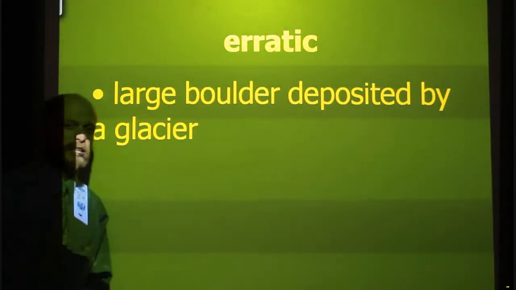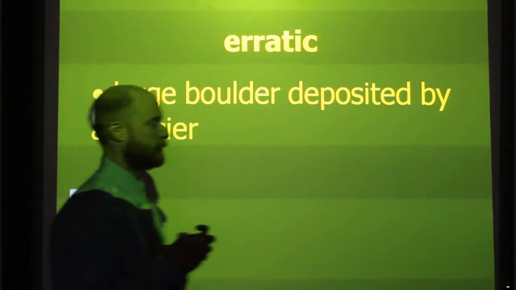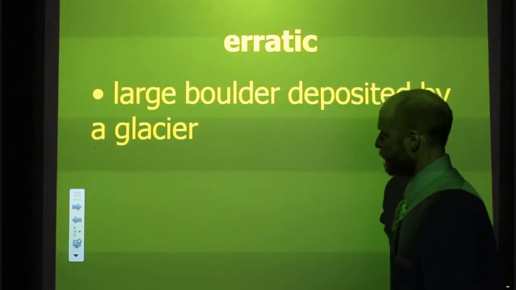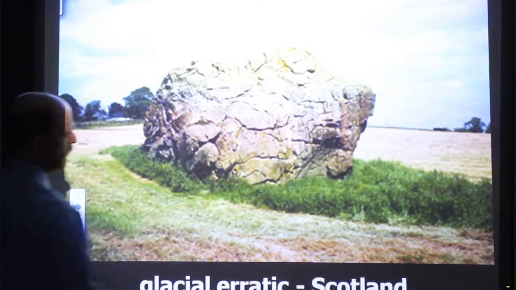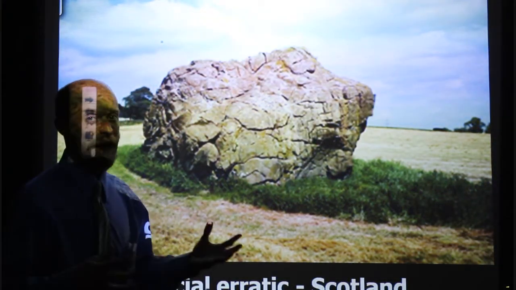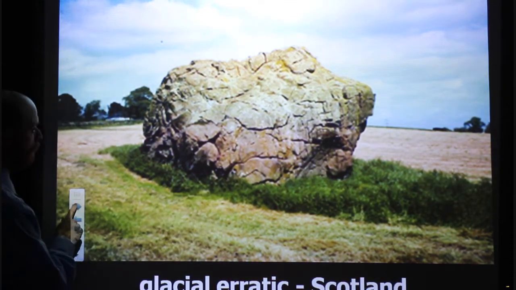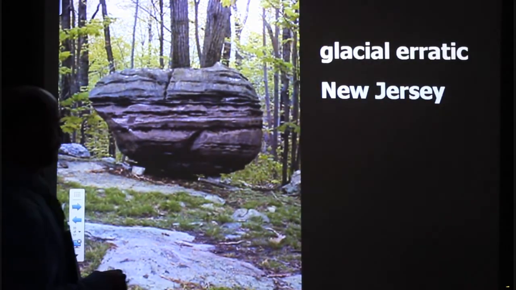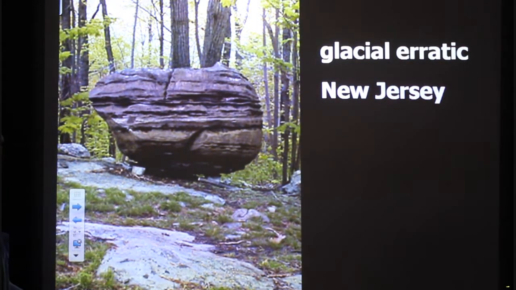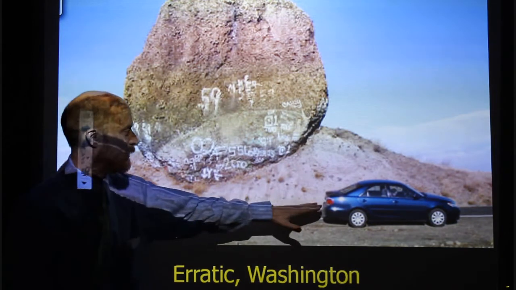An erratic, a glacial erratic, is a large boulder deposited by a glacier. We got to see some pictures of these. Here we go. Large boulder, middle of a field. It is kind of erratic at how this large rock is in the middle of this flat field. Where did it come from? Here's another one. This is in New Jersey. And here's another one. The car in there for scale is great.